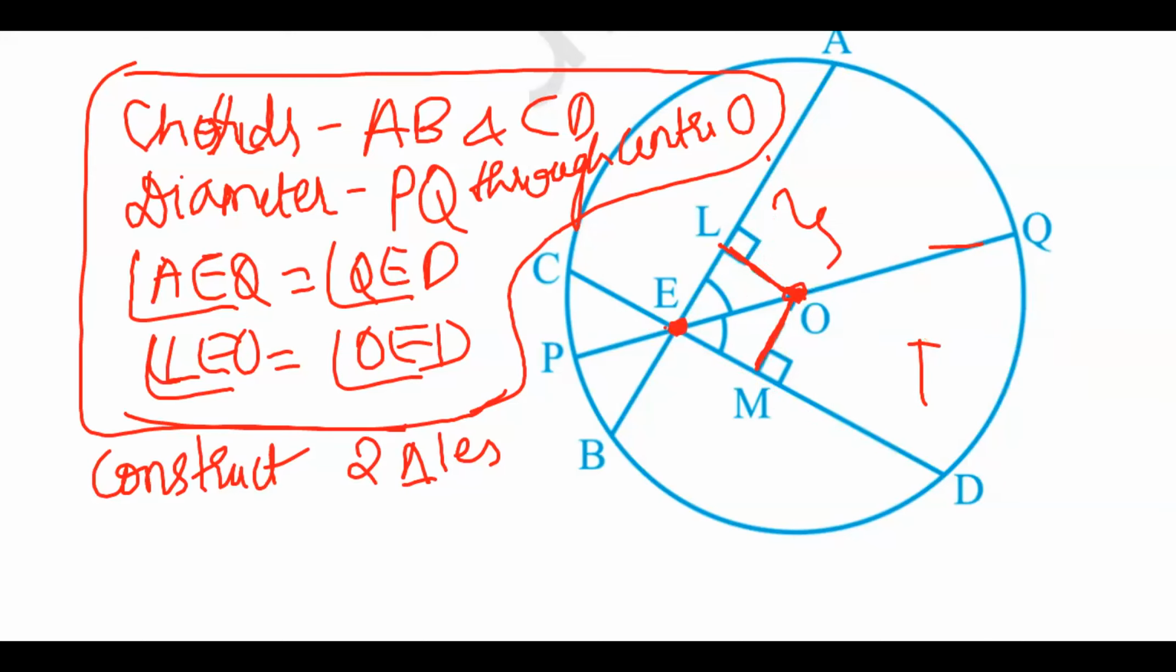Simple rule of congruency. What will you consider now, beta? Can you not consider two triangles? Which two triangles will you consider? Triangle LEO and triangle OEM. Now, please tell me which are the points of congruence here. Tell me the sides, tell me the angles to prove congruency. Very easy. It's quite easy.